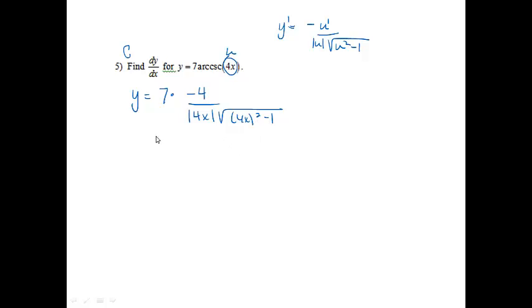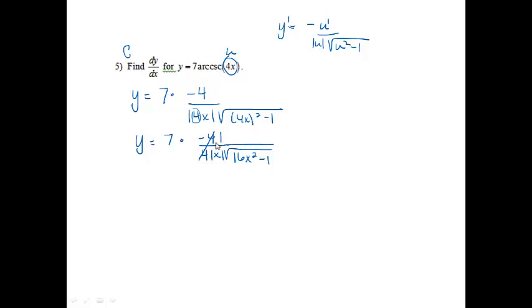Okay, a few things that I'm going to do to try to clean this up a little bit here. First of all, let's just keep 7 times negative 4 over the absolute value of 4x. Since the absolute value of 4 is just 4, I'm going to pull the 4 out of the absolute value signs. The x I can't because I don't know what x is. And then also in here, 4x squared, we're going to square both parts, so 4 squared is 16, and x squared is x squared. Okay, and then from here, the 4's can cancel.